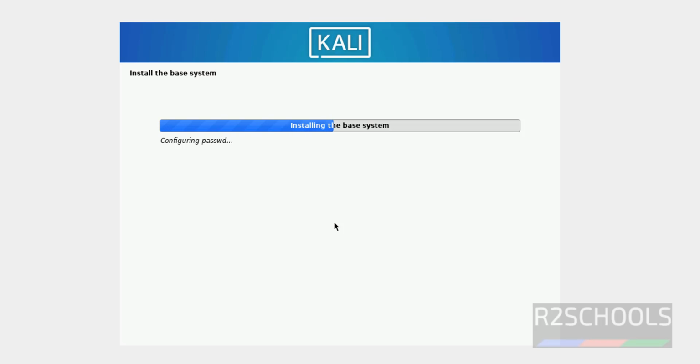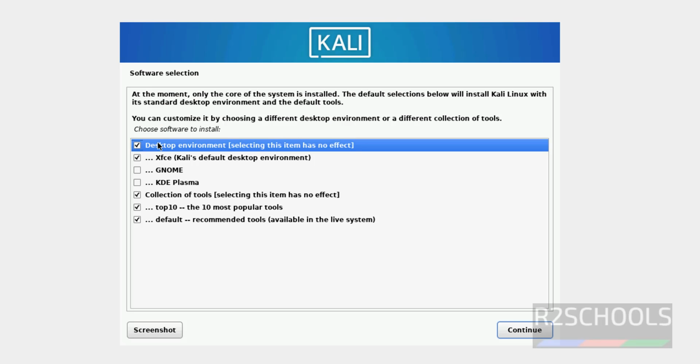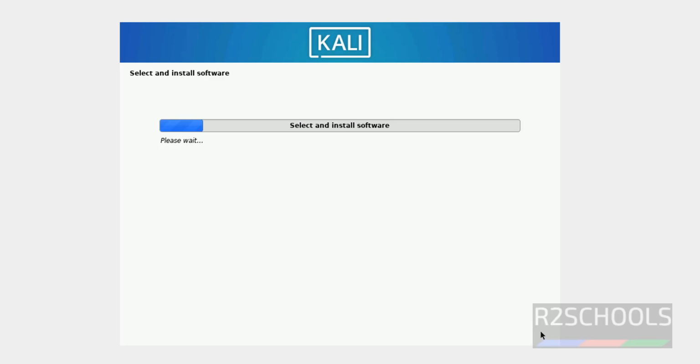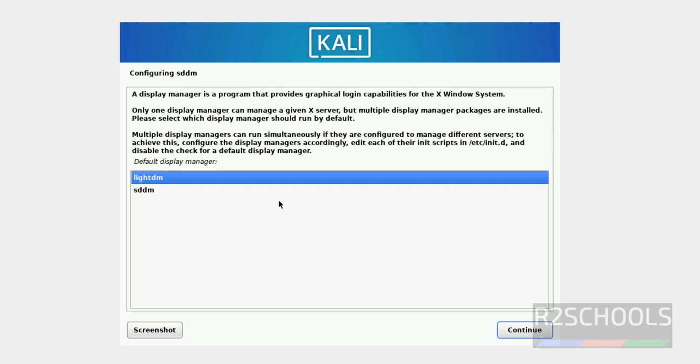Now software selection. See, by default it is selected: desktop environment XFCE, collection of tools top 10, the top 10 most used tools, default. And if you want to select KDE Plasma or GNOME, you can select these check boxes. I want to select KDE Plasma, then click on Continue. Now select the display manager. I am going with LightDM, then select Continue.